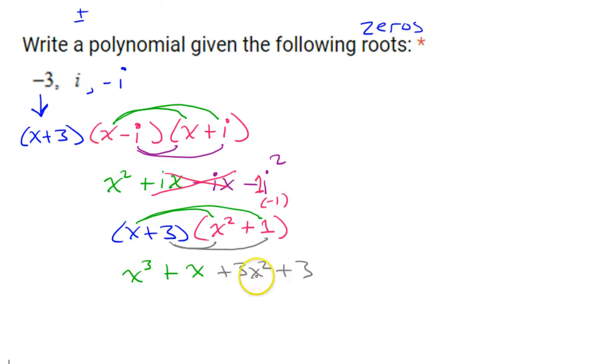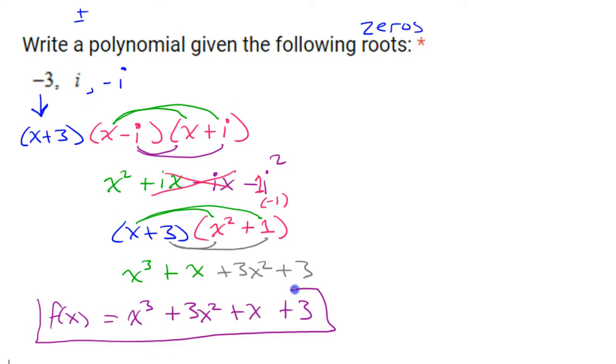So I don't see any like terms, so that means this is actually going to be the answer. I just need to write it in standard form. So I'm going to take these two terms and switch them around. So I will have x to the third power plus 3x squared, and then the x is going to come over here, so plus x plus 3. Throw an f of x in front of it to make it official, and there is your polynomial.